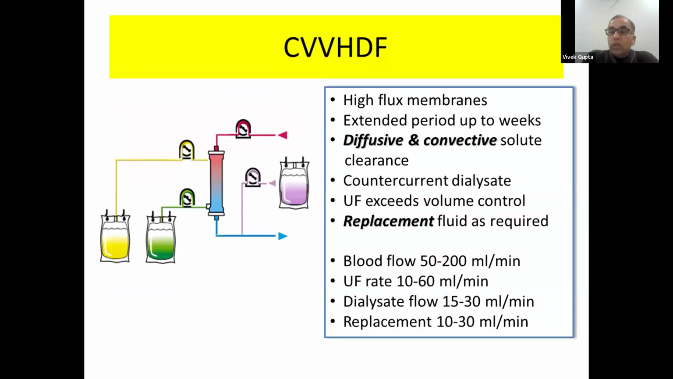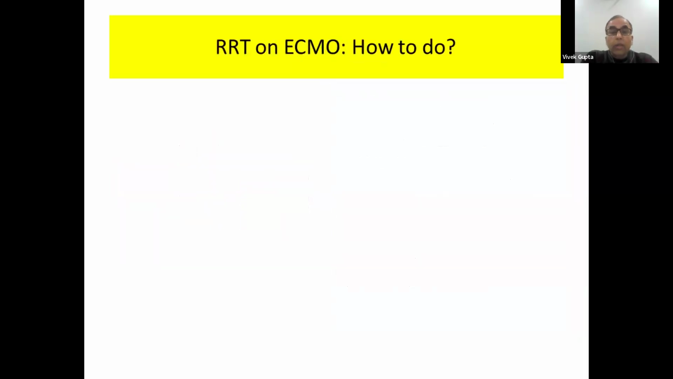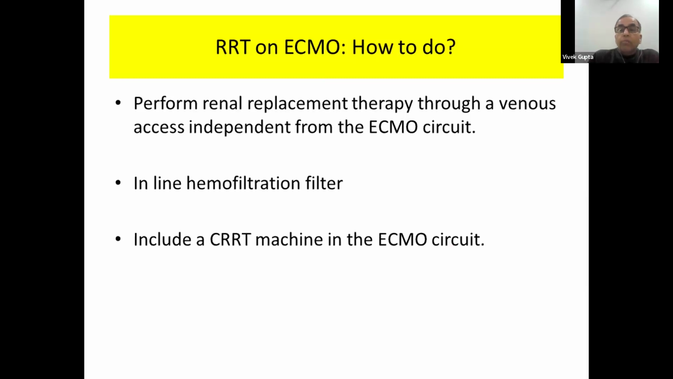A combination of diffusive therapy and convective therapy is the CVVHDF, where we connect both dialysate and replacement solution, and we can take the fluid, whatever amount we want to remove depending upon the patient condition, and this helps remove both middle and small molecule. So how to do during an ECMO run?